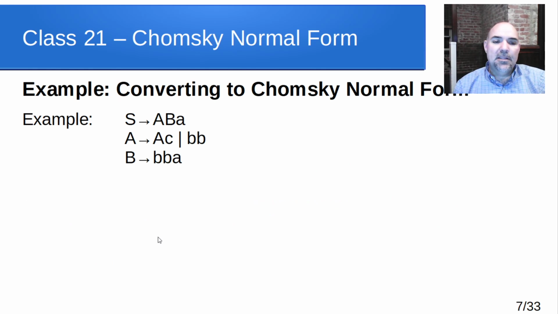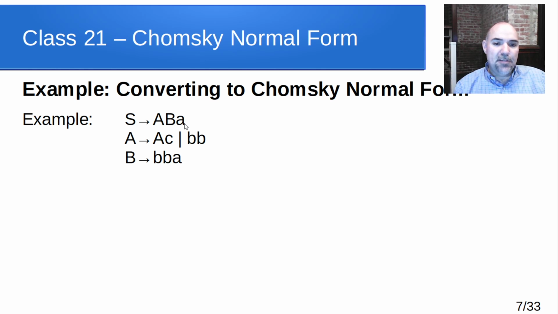So in our example, let's start off with this grammar. S produces AC, A produces BB, B produces BBA. Now, is this already in Chomsky normal form? And the answer is no, because we need to have every production either be a variable producing a single terminal or a variable producing 2 variables. And none of these actually fit that.